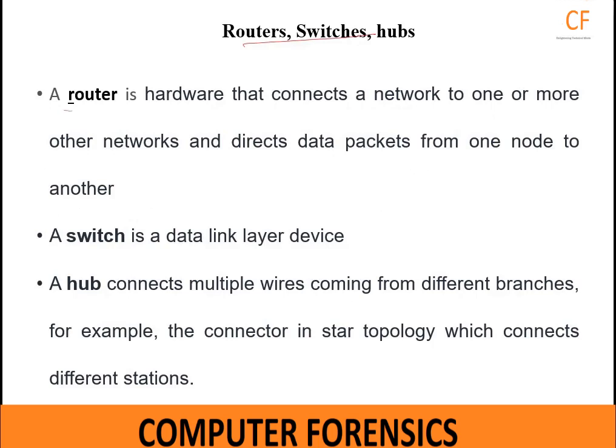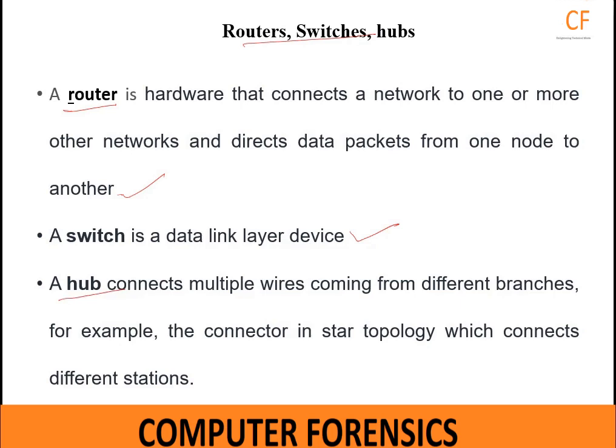A router is a hardware that connects a network to one or more other networks, one node to another. The router inspects each packet and forwards that packet based on the IP address contained in each packet. The switch is a data link layer device. The switch can perform error checking before forwarding data, which makes it very efficient as it does not forward the packets that have errors and forwards the good packets selectively to the correct port only. Hub connects multiple wires coming from different branches.